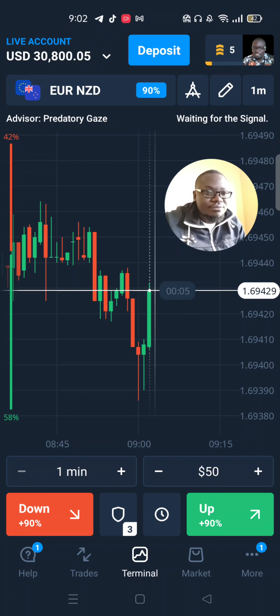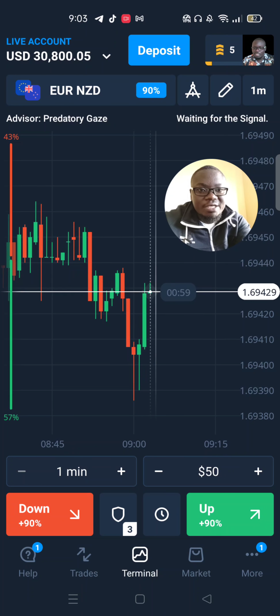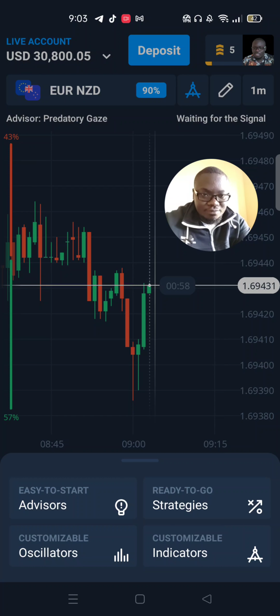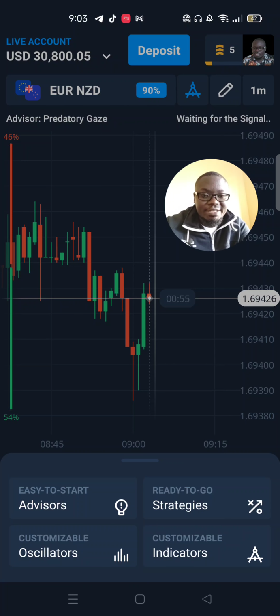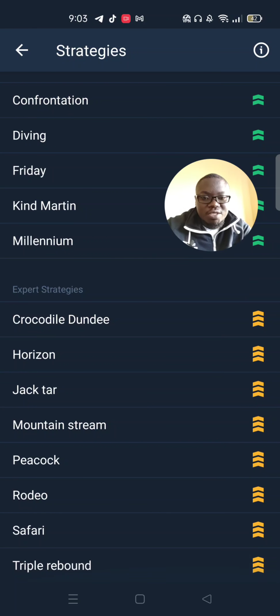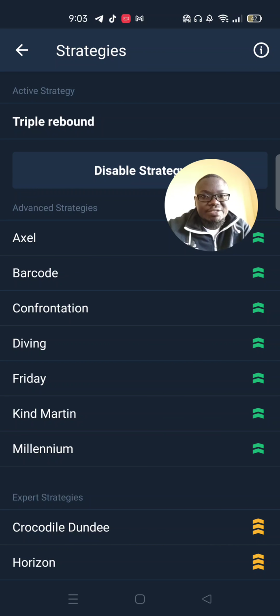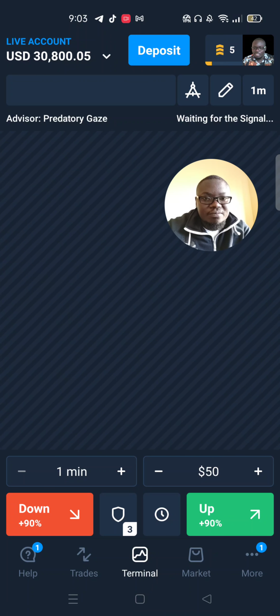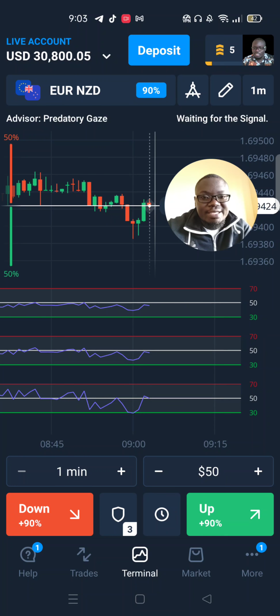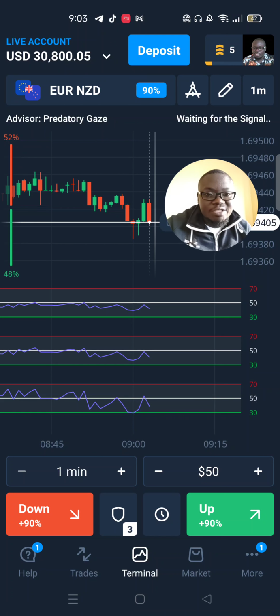Otherwise, if you are a VIP trader, it's easy. You'll just click on the indicator tool, then go to strategies, scroll down to the bottom, then you can activate the triple rebound trading strategy. Now when you go back to the platform, you'll notice that 3 RSIs have been added, each with a different period: this one period 7, this one period 14, and this one period 21.